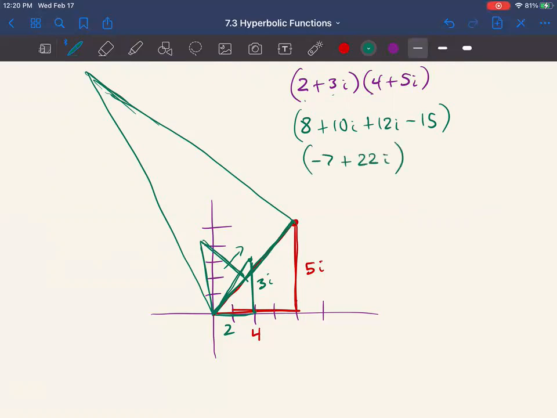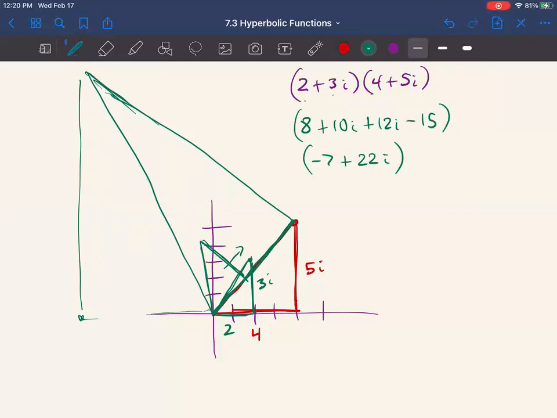And look at right where that would put me. It puts me somewhere back over here at like negative 7, and then up at 22. Pretty close for just my quick freehand sketch, right? So when you multiply these things, it causes rotations or it causes spirals.